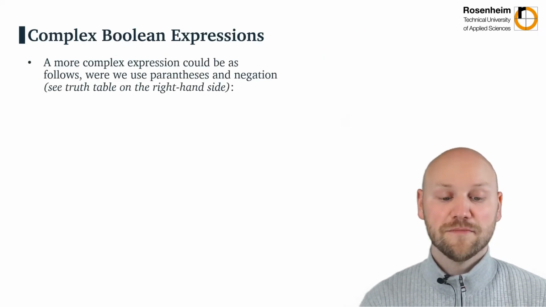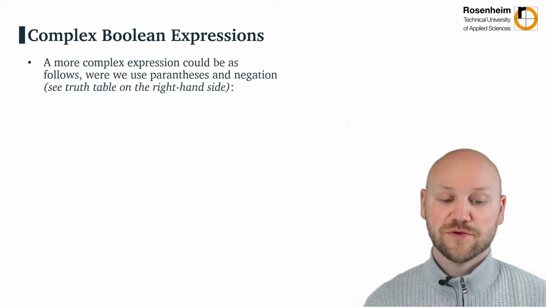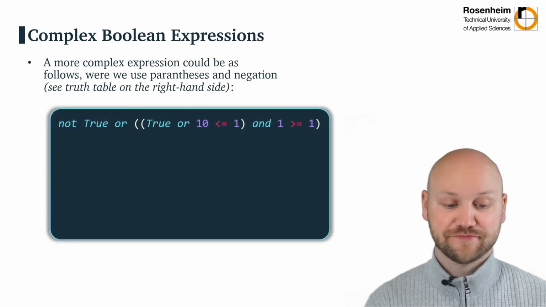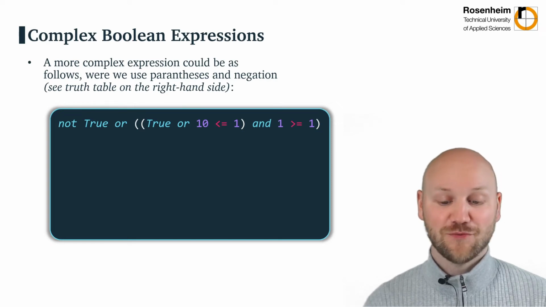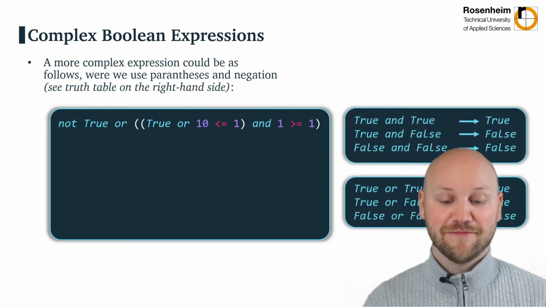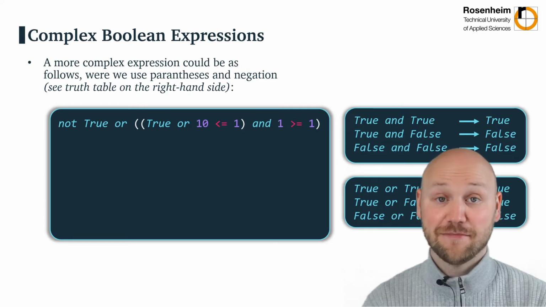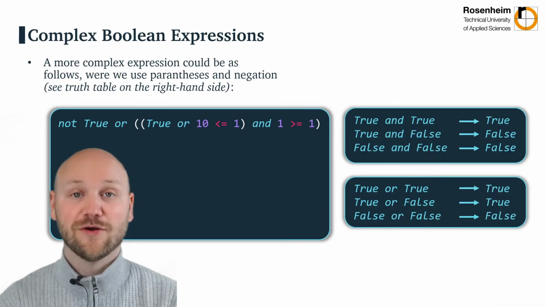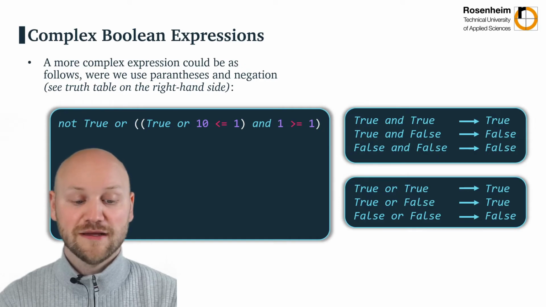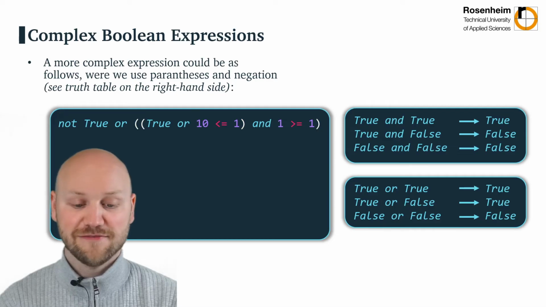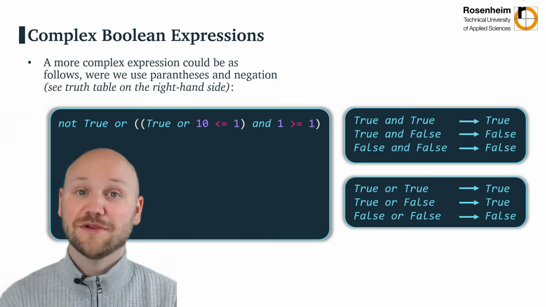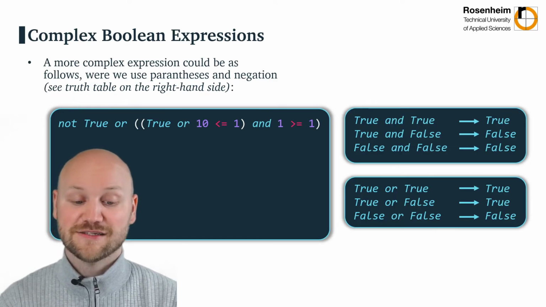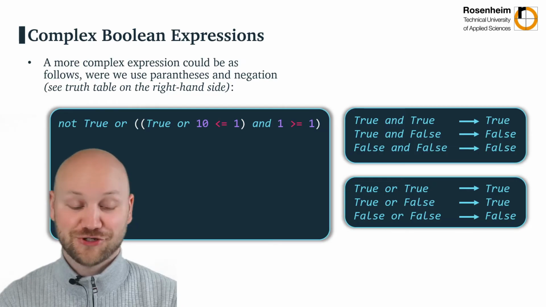So a more complex expression could be as follows, where we use parentheses and negation. This is actually a more complex example, and we also have the Boolean truth table here. As you can see, we already had it before. Maybe you can also pause this video and check by yourself what this is going to be evaluated to. In the end, we will have a true or a false, and this is chaining many expressions now.